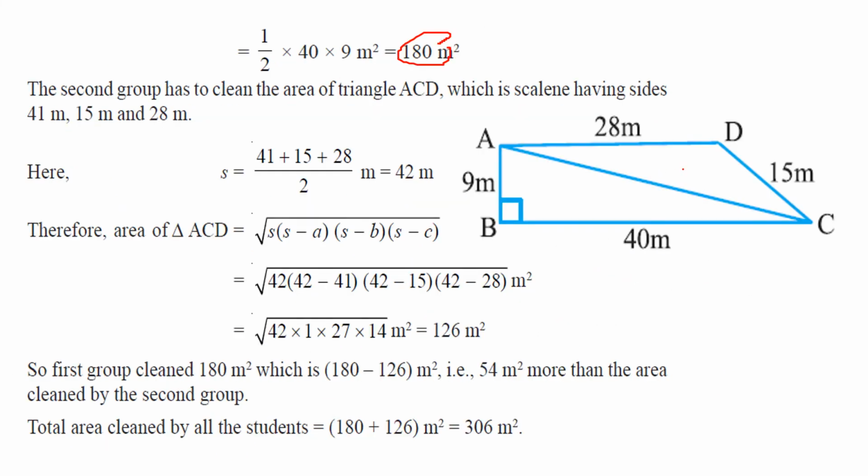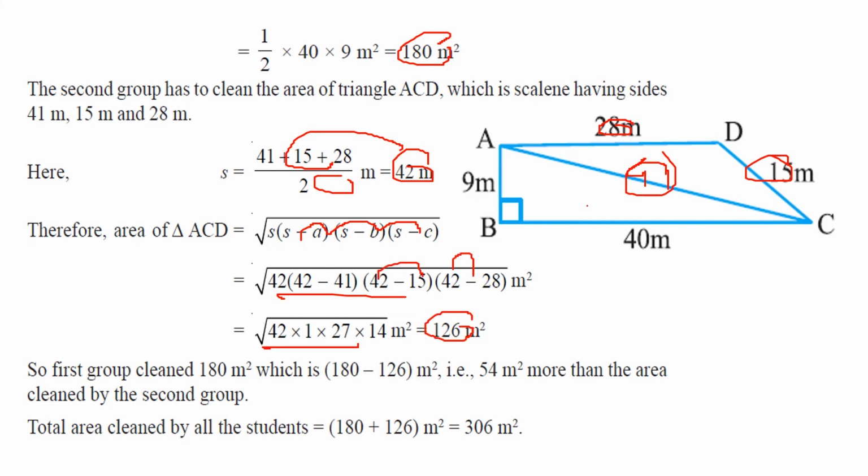The other triangle is not of that type, so we cannot apply half into base into altitude. We have to apply Heron's formula. This side is 41. Suppose the sides are A, B and C. Then we need S minus A, S minus B, S minus C. What is S? Just add the sides and divide by 2, so you get 42. Under root of 42 into 42 minus 41, 42 minus 15, 42 minus 28, this is 126. So this is 126, and the other is 180.